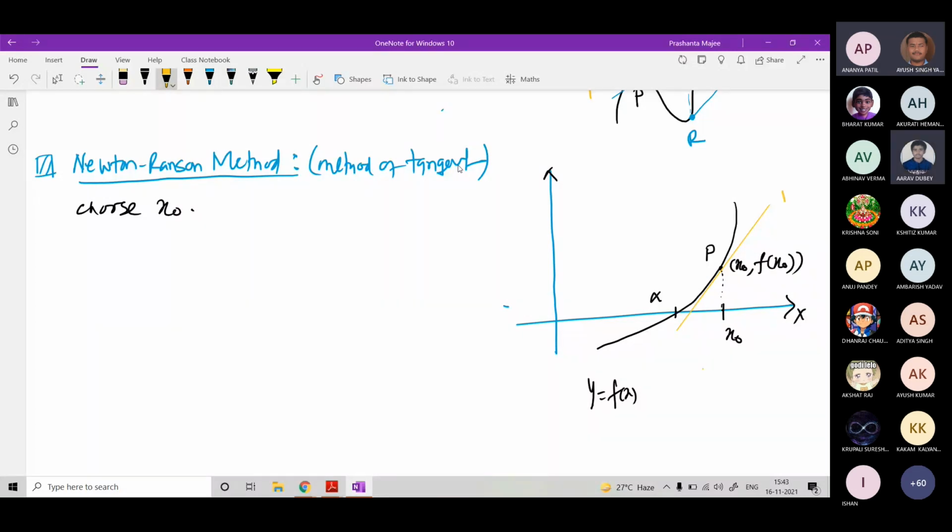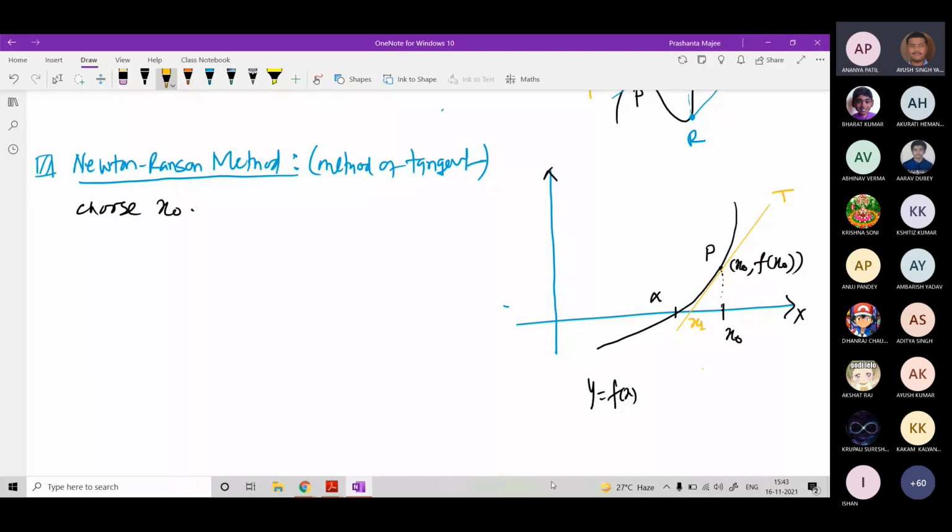Yes, sir. Tangent T. So that tangent is going to cut the x-axis at some point. Where it cuts the x-axis, that will be our next approximate root. We'll call it x1. So how to get x1? Tell me the formula for x1. How to calculate x1?